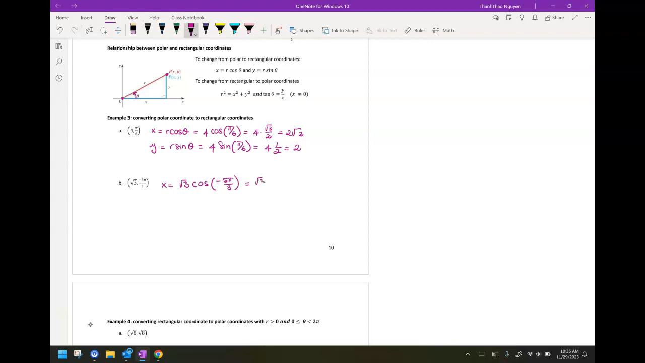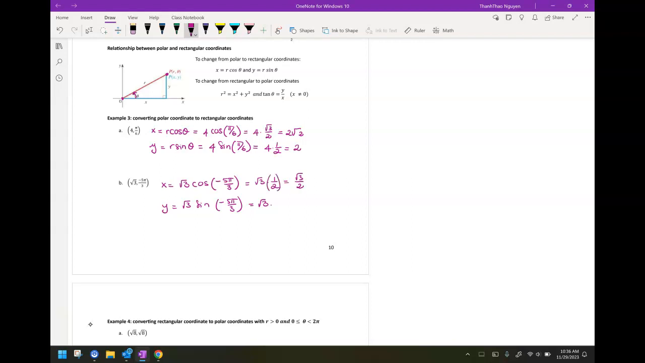That is root 3 times 1/2. That is root 3 over 2. Y equal root 3 times sine of negative 5 pi over 3, and that is root 3.